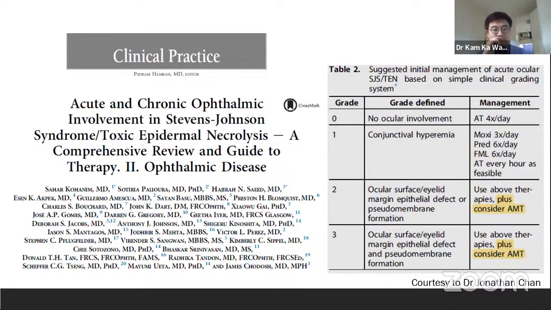In 2016, there was a very nice review published by all the experts in this field on how we can provide management for patients with acute and chronic ophthalmic involvement in SJS or TEN. And as you can see here, they suggested amniotic membrane transplant if you see an epithelial defect or pseudomembrane formation.